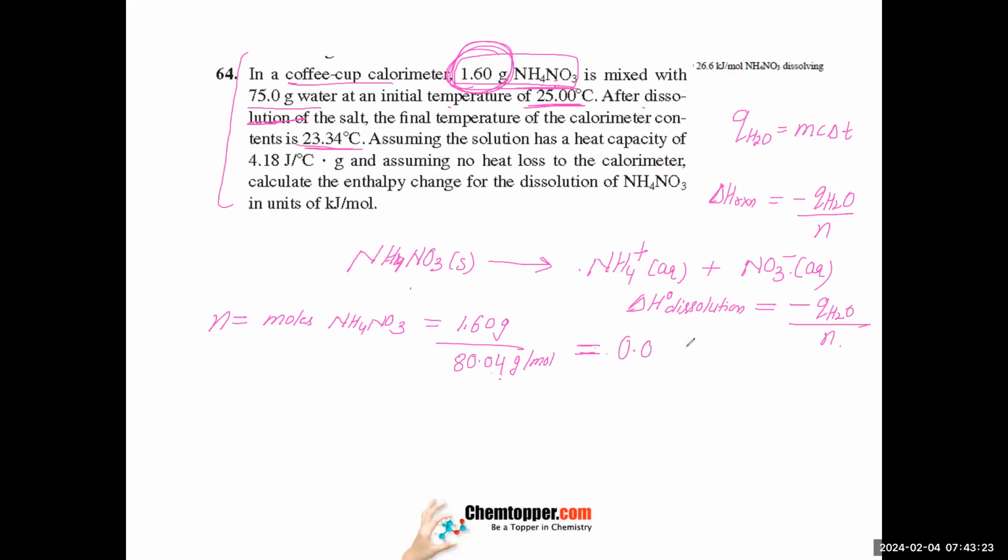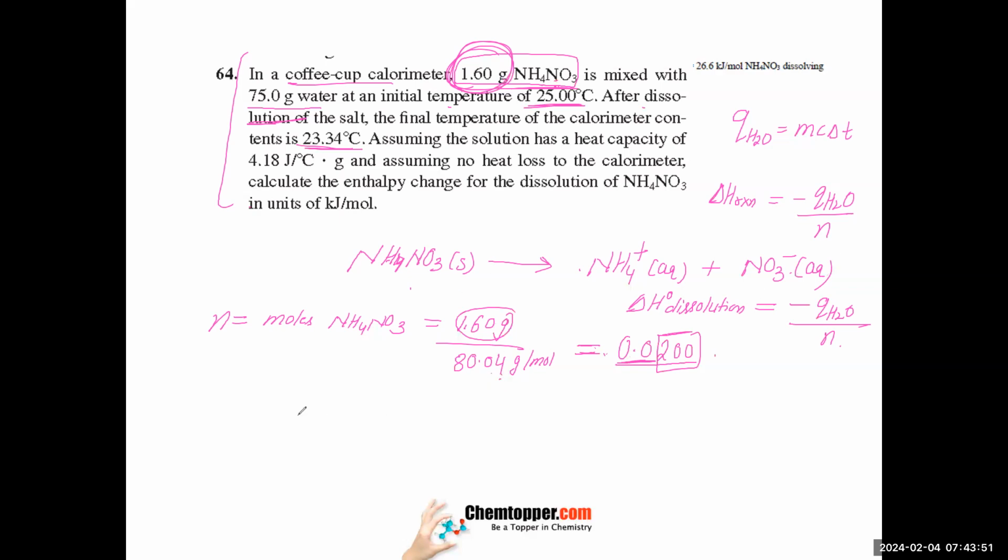0.0199, which can be written as 0.0200. 3 significant figures. See, this number has 3. These are the moles, right? These are 3 sig fig. Leading zeros are never counted. Okay, now we have the moles.